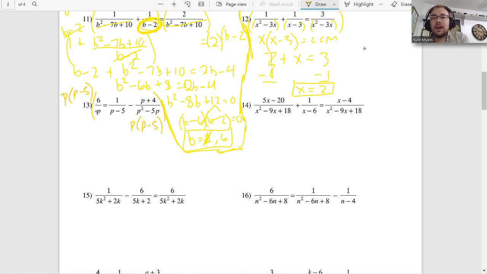So here, the p's cancel. Right, so we just have 6 times p minus 5. Then here the p minus 5's cancel. The p is still there though. And then here everything cancels. But it's still minus, so I have to distribute that minus. Okay, so this is 6p minus 30 equals p minus 4. P's cancel. 6p equals, we'd have to add 30 to both sides, so 26.